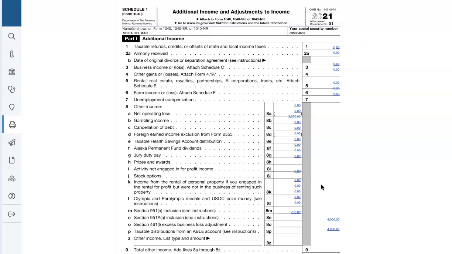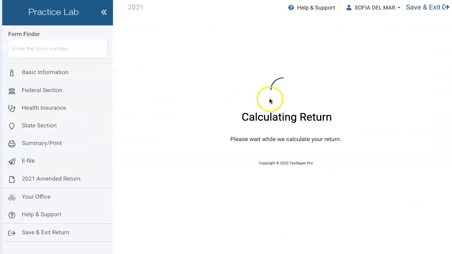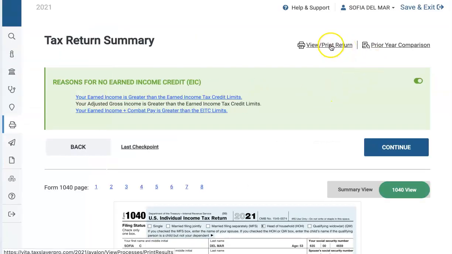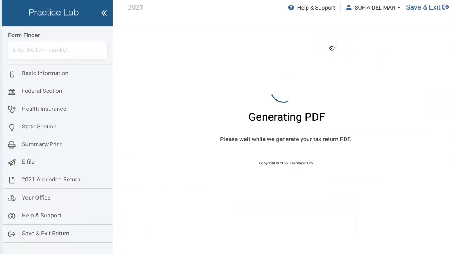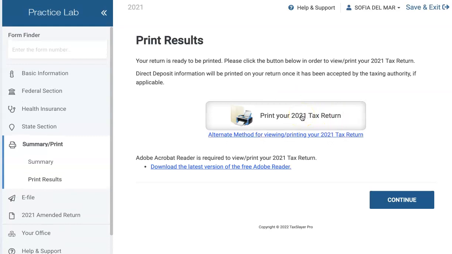So rather than complaining about this, the solution is to go to the summary print page again and click on View and Print Return. And then it says generating a PDF, which isn't true. It's generating a page that will allow you to get to a PDF. When you click on Print Your 2021 Tax Return, you will get a PDF, a long PDF, with a lot of pages you do not want to give to the taxpayer. So do not use this when you're actually in real life. There are other ways to print the tax return for the taxpayer's copy.